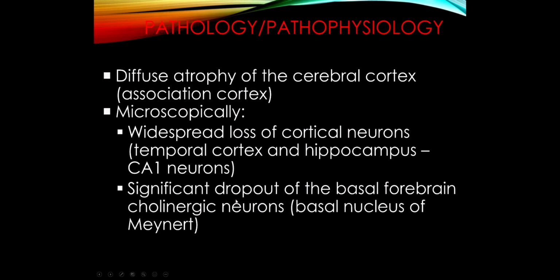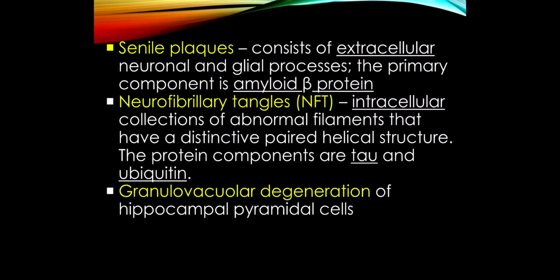We also have a dropout of the neurons that produce acetylcholine. So this is the basal forebrain cholinergic nucleus, otherwise known as the basal nucleus of Meynert. And when we get into treatment of Alzheimer's, we'll talk about enhancing acetylcholine in the brain as something that can help patients a little bit with their memory dysfunction.